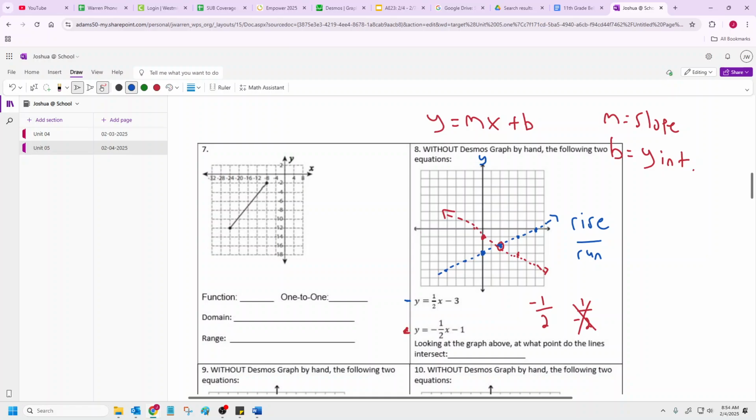Cool deal. Now, look what it says. Looking at the graph above, at what points do the lines intersect? Right here. So what point is that? Well, the XY coordinate system. That's 1, 2. So it intersects at 2, comma.